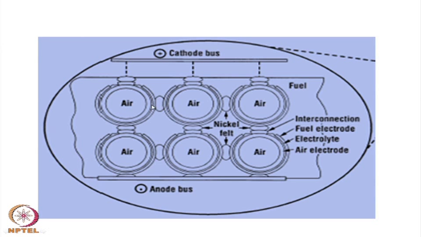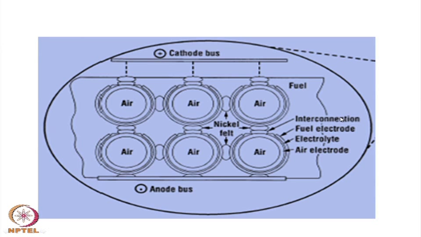On this side, of course, this is a parallel connection. They are basically nickel felt. A nickel mesh is used to connect anode to anode. So, sidewise they are connected anode to anode, and vertically they are connected cathode to anode. So, this is a series circuit and this is a parallel circuit.